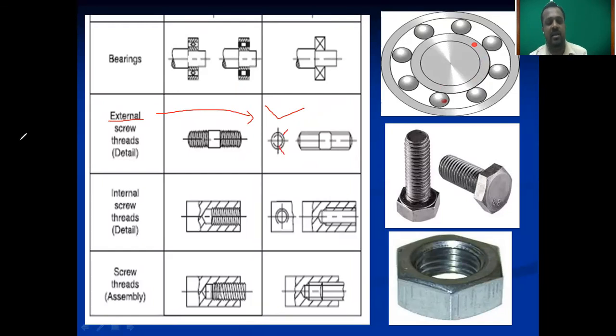Simple trick: whenever the word external is there, you have to remember that the external circle will be the complete circle.